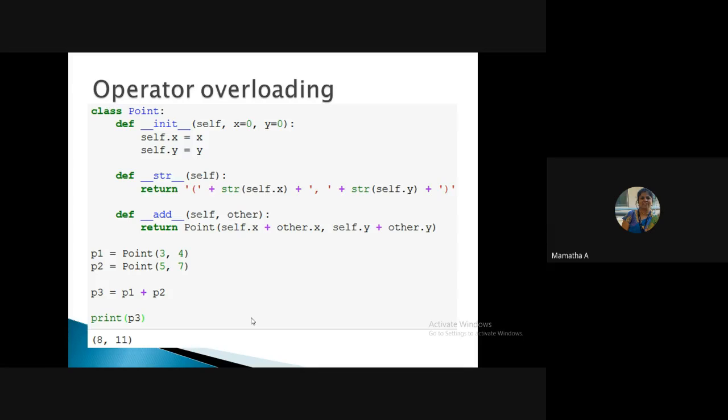First, what are you creating? You're creating a class called point. It has just two attributes, the x coordinate and the y coordinate. You have the init method, the str method, which are special methods, and along with that, the add method.